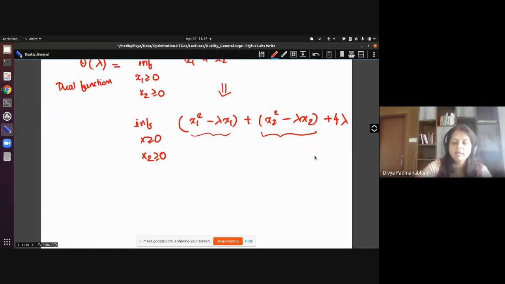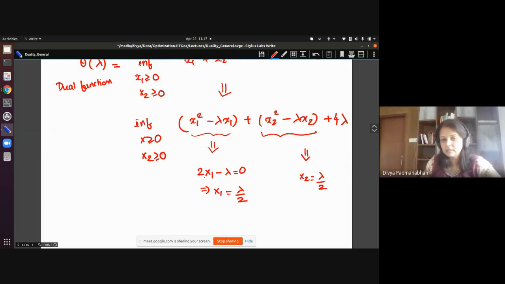This is a convex function in x1, and the minimum will be achieved where, if I take the gradient, I get 2x1 minus lambda is 0. This gives x1 is lambda by 2, and similarly x2 is lambda by 2. You can check that these are the minimizers, because these are individually convex in x1 and x2 and separable, so you can just sum them up and it is minimized.